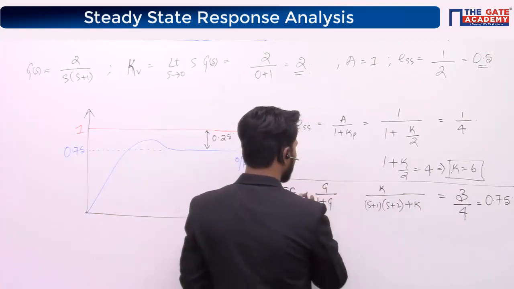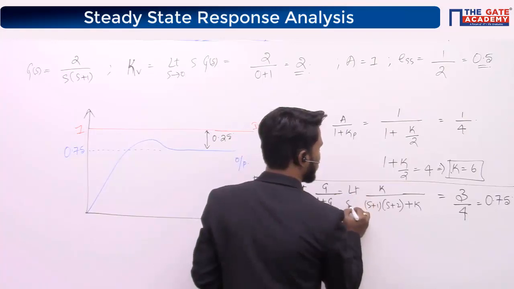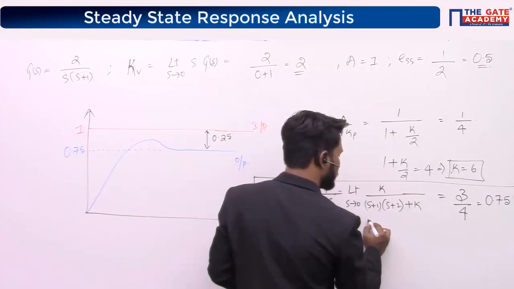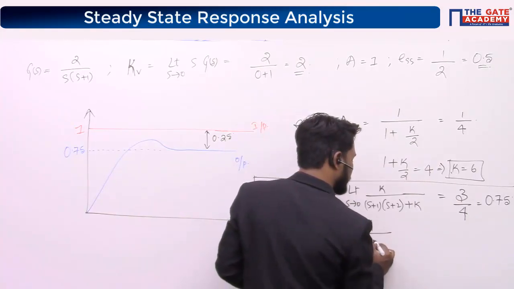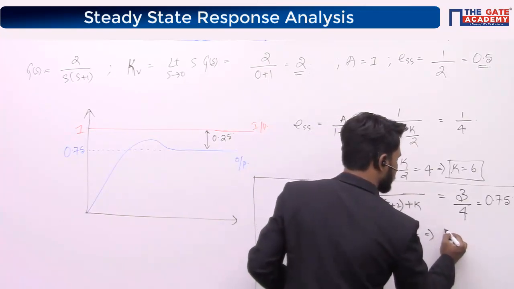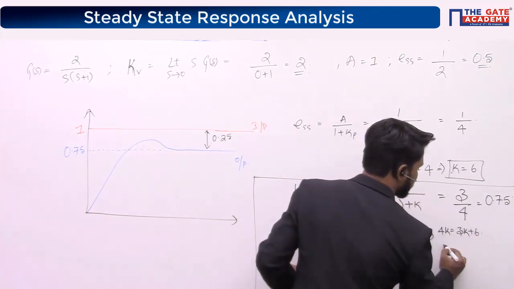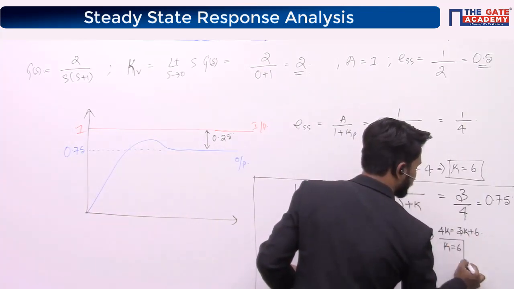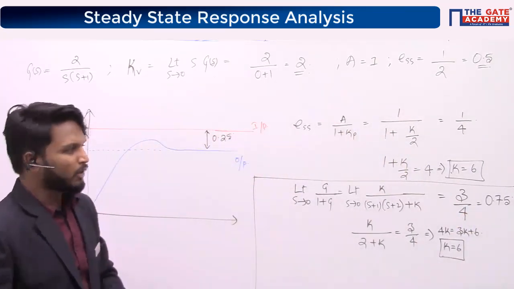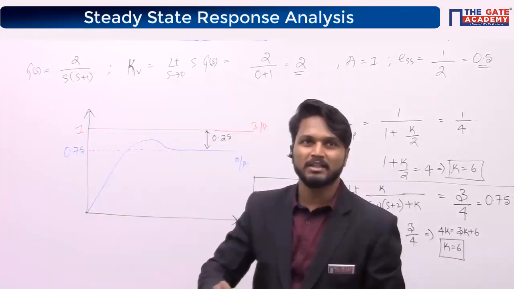DC gain is nothing but limit s tends to 0 of the overall transfer function. This is DC gain, right? Put s is equal to 0 in this. K by 2 plus K is equal to 3 by 4, which means 4K is equal to 3K plus 6. K is equal to 6. You can calculate using this approach also, right? So if at all these did not strike, just blindly go by the mathematical method.